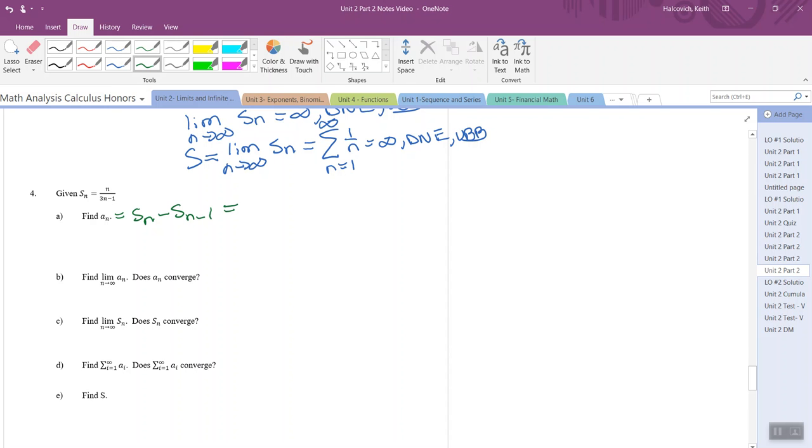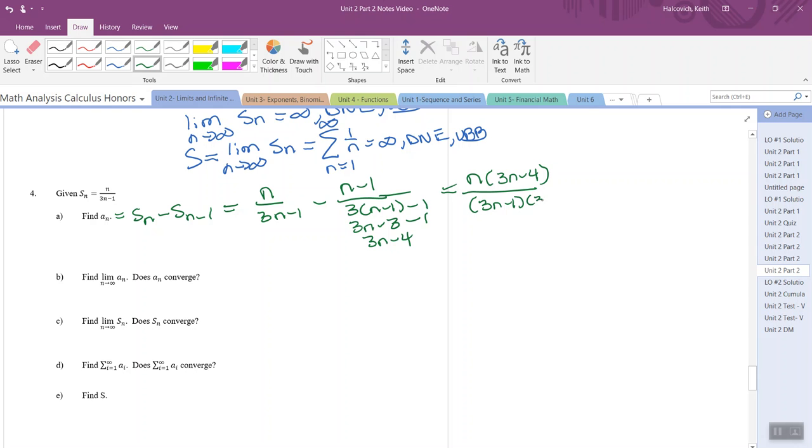So if I use that same logic here, it's the term in the sum minus the previous term, which means here you're going to take n over 3n minus 1, because that's s sub n, minus, and now you're going to put s sub n minus 1, so n minus 1 over 3 times n minus 1 minus 1. So now you got to get a common denominator after you simplify and get 3n minus 4. So you multiply this side by 3n minus 4, and subtract here and multiply by 3n minus 1.